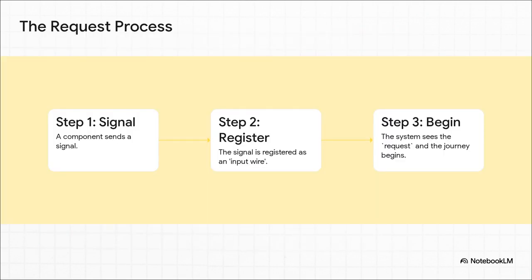So how does our little packet even get onto this superhighway? Well, it all starts when some component, let's say your network card, sends out a little signal. In the language of our blueprint, this signal shows up on something called an input wire, which is labeled, pretty simply, request. The second that signal flips on, the system knows, hey, I've got a packet waiting. And just like that, its journey has officially begun.